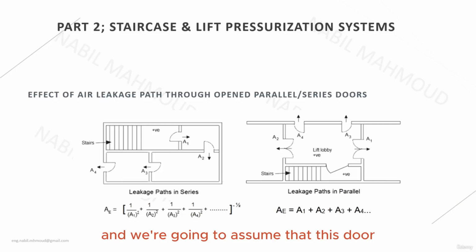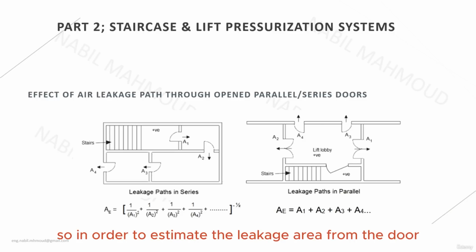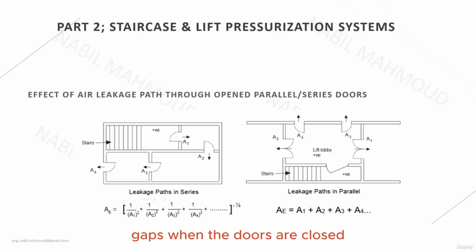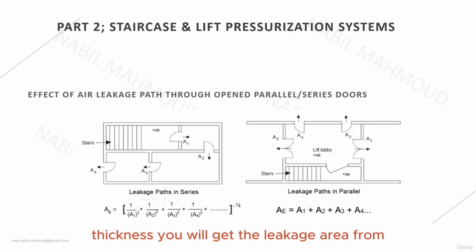And we are going to assume that this door, for example, is 2.2 meters high and 90 centimeters wide. So in order to estimate the leakage area from the door gaps when the doors are closed, you will simply assume that the perimeter of the door is 2.2 plus 0.9 plus 2.2 plus 0.9 and multiply it by the thickness of the gap. Let's assume that this is 3 millimeters.